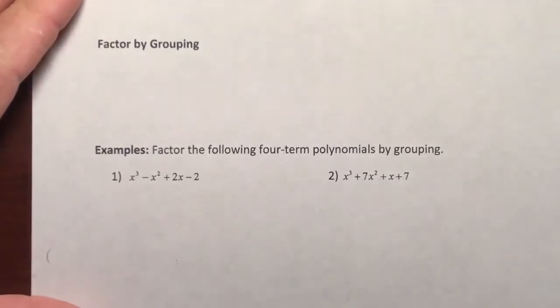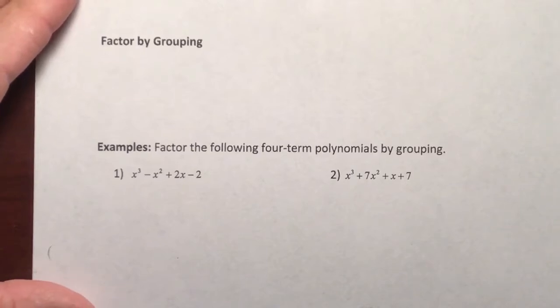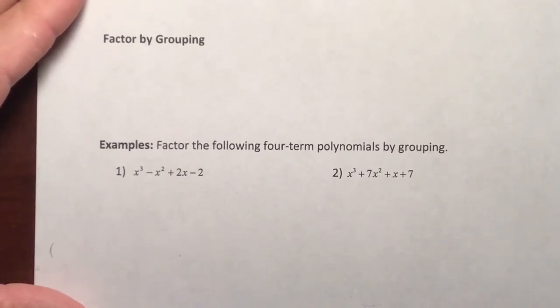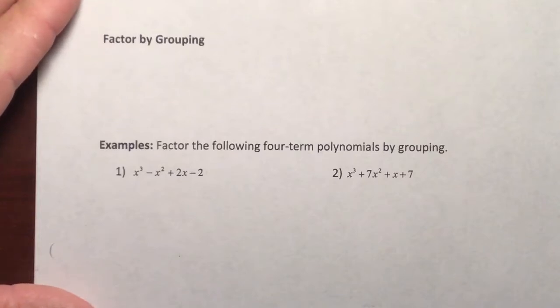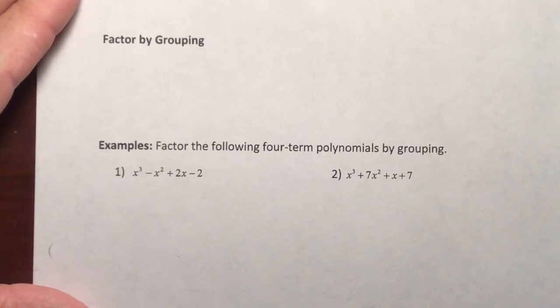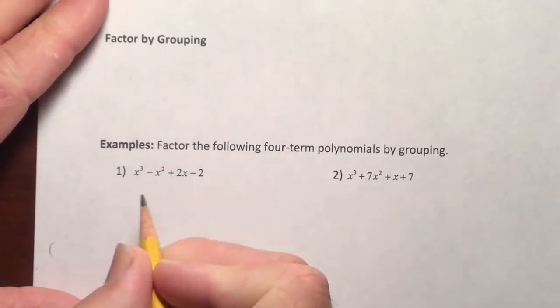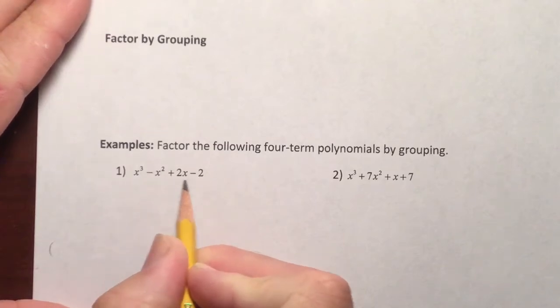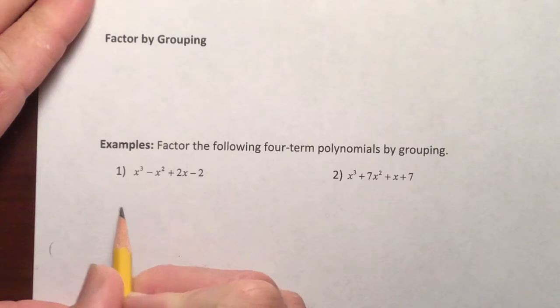Okay, so we're going to do factoring by grouping today. And this is pretty easy. It's just like factoring out your greatest common factor, except you'll be doing it with two terms instead of just one. So what you do is you've got four terms here. There's no greatest common factor with those.